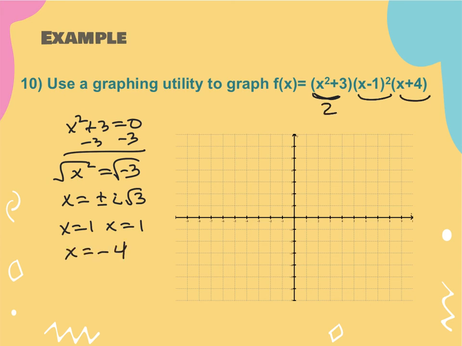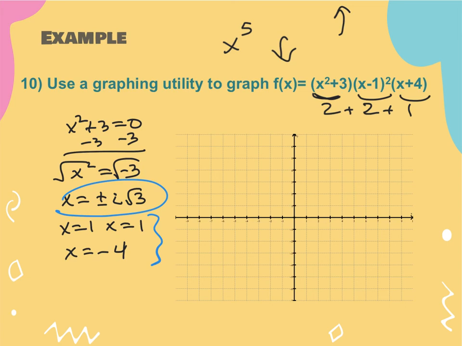So I get 2 zeros out of this one, 2 out of here, 1 out of here. So it's going to be based on an x to the 5th, and there's no negative sign. So we know it's going to be falling to the left and rising to the right. And again, I will not see these 2 imaginaries on my graph. I'm only going to see these 3. This will be a touch and turn. This is going to cross.